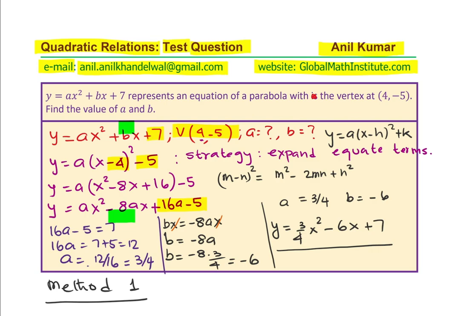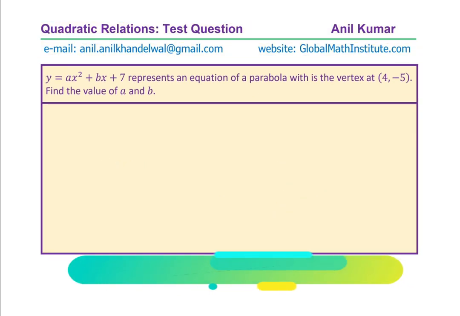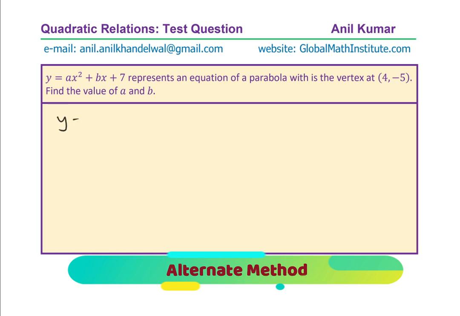Now, let us apply another strategy to understand this question. Well, there are a couple of ways to do it. Let's look into it from a different angle altogether. I hope it will make more sense. When you notice this equation, which is y equals ax squared plus bx plus c, which is 7 in this case, the constant.